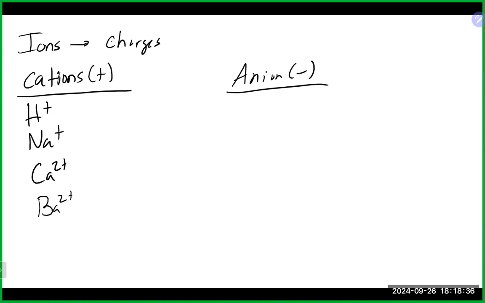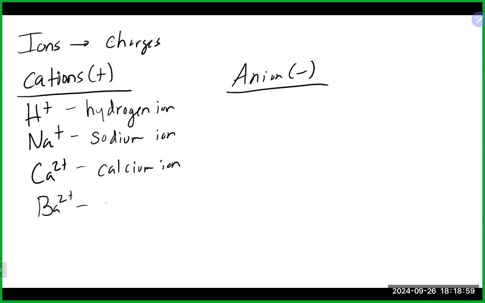And for our positive guys, which most of them come from a metal, except for hydrogen, we pretty much just use the whole name of the element. So this would be known as the hydrogen ion. This would be known as the sodium ion. This would be our calcium ion. And this would be our barium ion. So basically anything that's a positively charged ion, you're just going to roll with the whole name of the element, and you can put ion at the end of it because it is an ion.